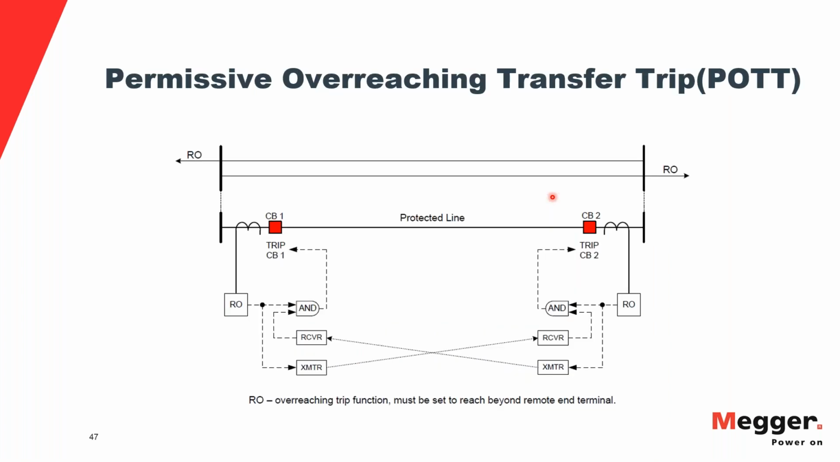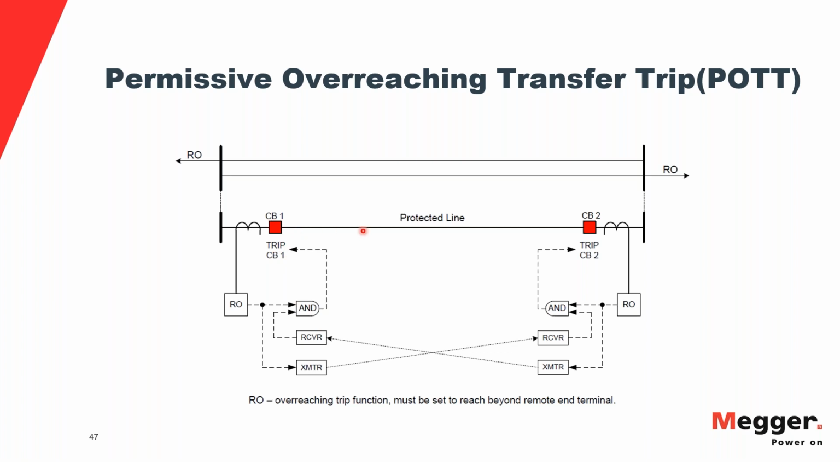In the case of the overreaching, what happens is different. In this case, both relays need to see the fault with zone 2. It's similar to the other one, but both relays need to see the fault on zone 2. And what happens is, let's say the fault occurs here, this one will see it with zone 1 and zone 2 because it's very close here.